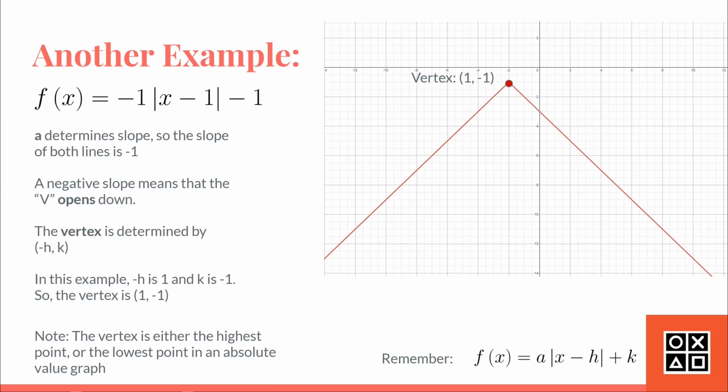In this example, minus h is 1 and k is negative 1 because h is negative 1 and negative of negative 1 is just positive 1. And then k is negative 1 right here. So the vertex is 1 comma negative 1 as seen here. Note, the vertex is either the highest point or the lowest point in an absolute value graph. So in this case, the vertex is the highest point because it opens downwards.